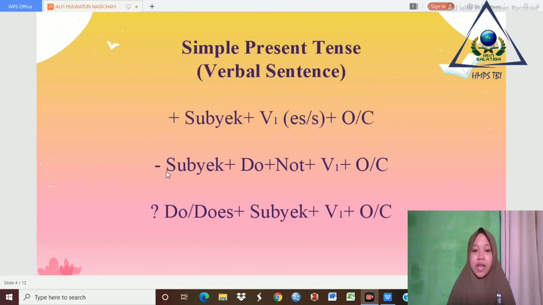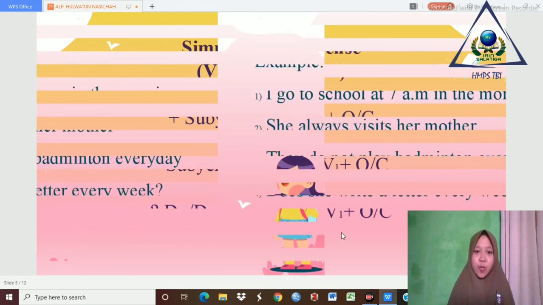And then next, the negative pattern is subject plus do/does plus not plus verb 1 plus object or complement. In this form, you cannot add es or s to the verb 1. And then next, the interrogative pattern is do or does plus subject plus verb 1 plus object or complement. In this pattern, also you cannot add es or s. Okay, if you're still confused, we are going to the examples.